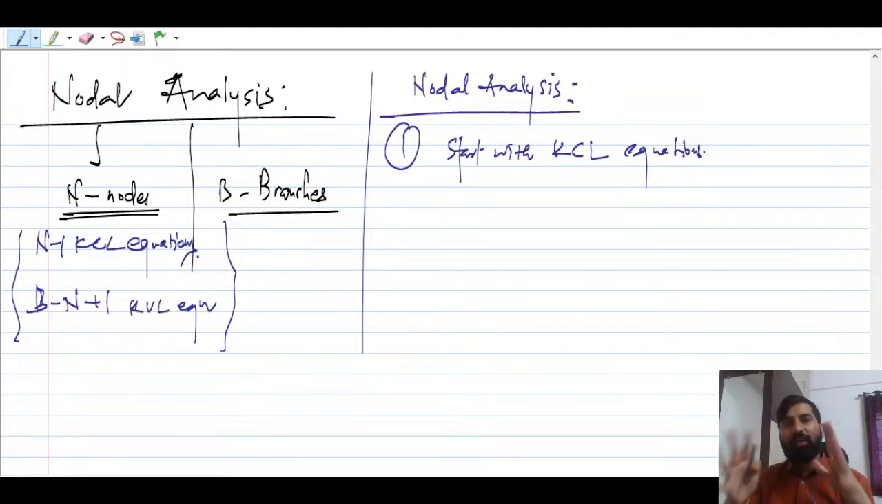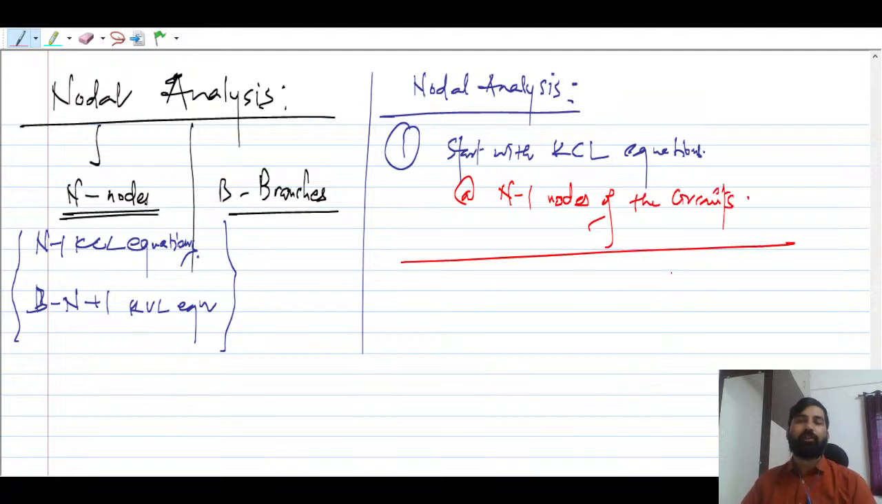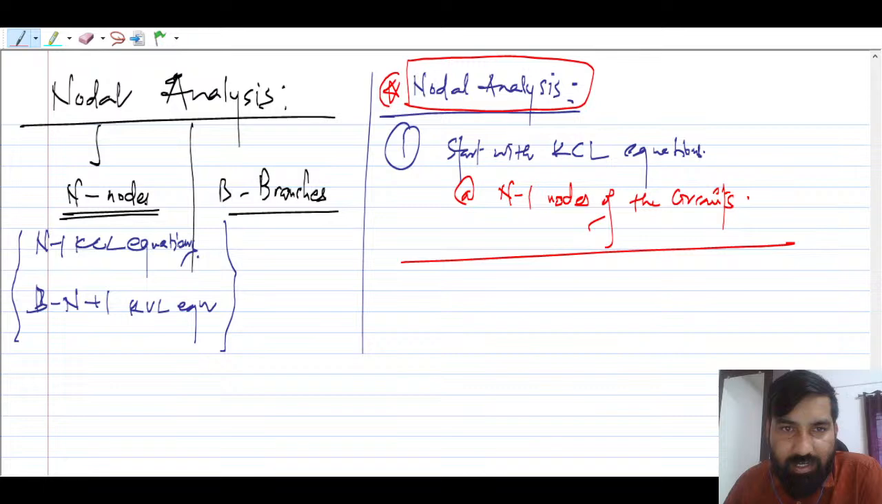I'm talking about electrical circuits, guys. So how many KCL equations have to be written? There will be n number of nodes, and you can always write n minus 1 equations, at n minus 1 nodes of the circuit. So while starting the nodal analysis, you have to apply KCL. The very first point is you apply KCL.